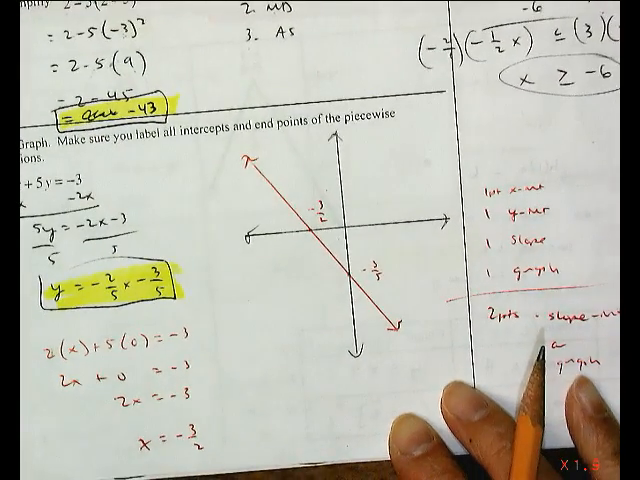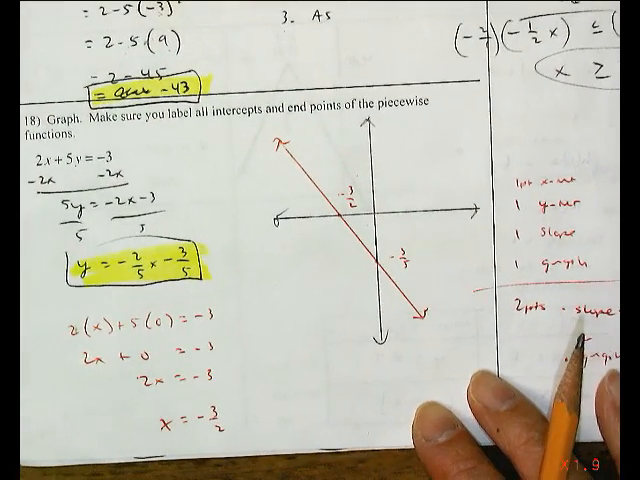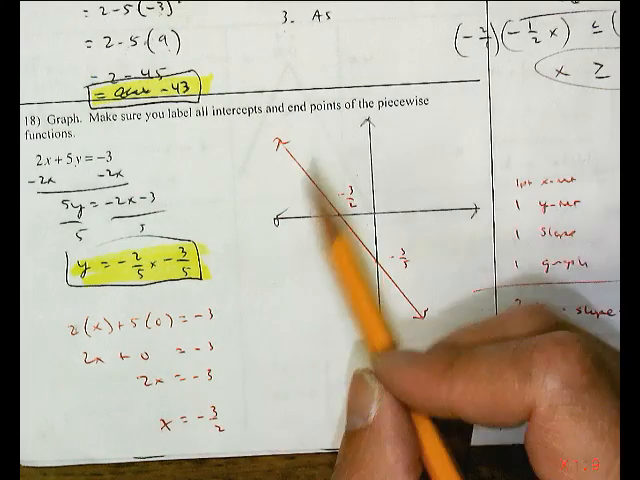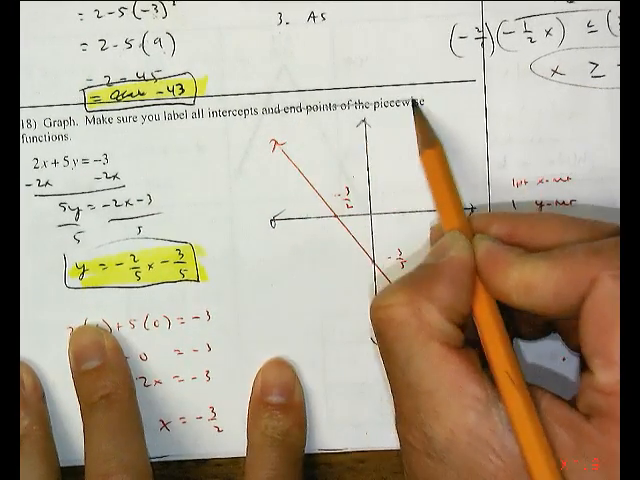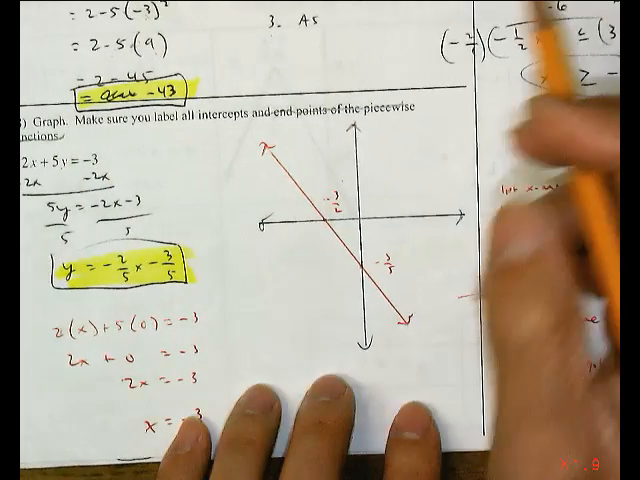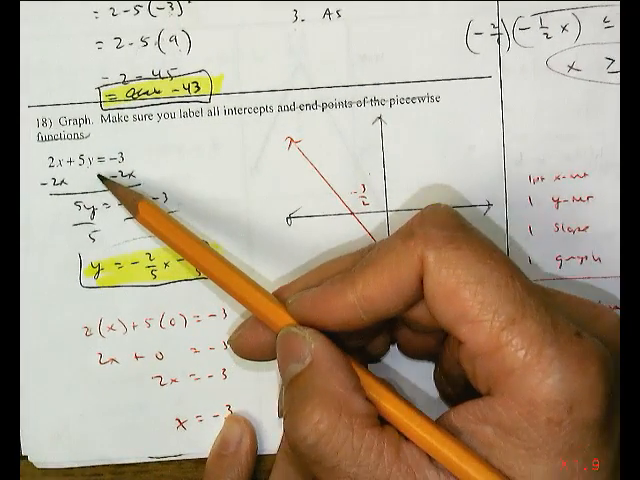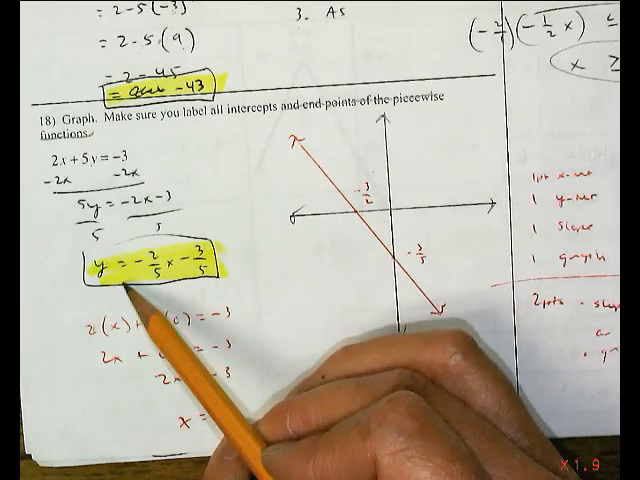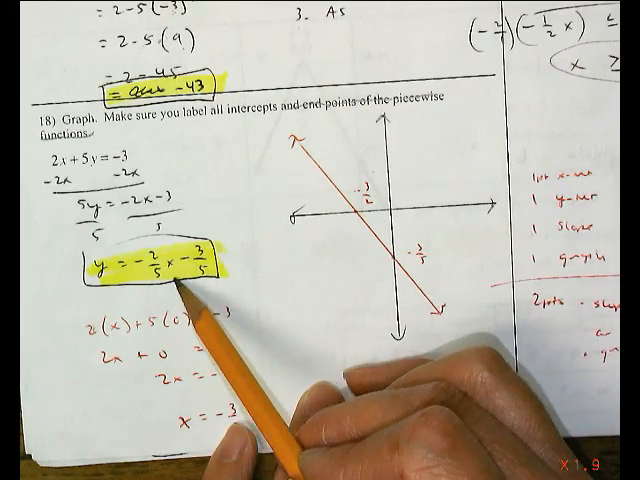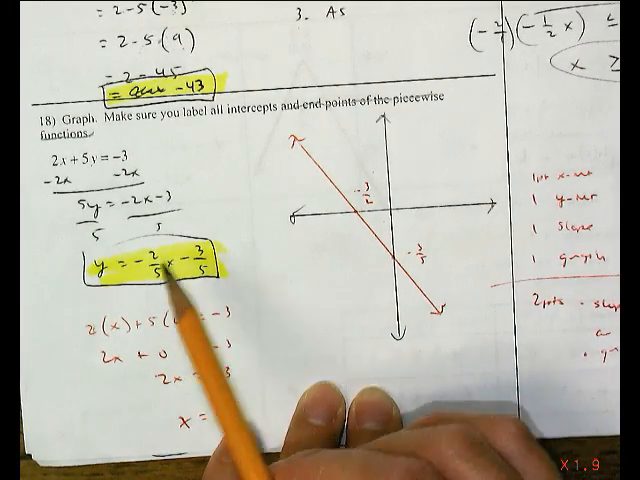Question number 18. Graph and make sure you label all your intercepts and endpoints of the piecewise function. So we don't have a piecewise function, so I don't need any endpoints. So let's just graph this. It's in standard form. Easiest is to put it in slope-intercept form. I get y equals negative 2/5 x minus 3/5. So if you got this, that gave you 2 points.